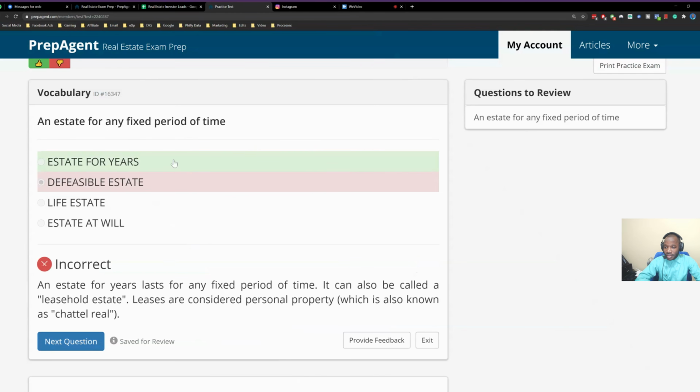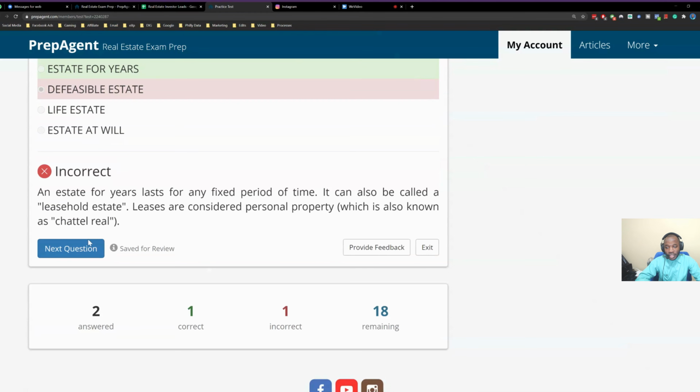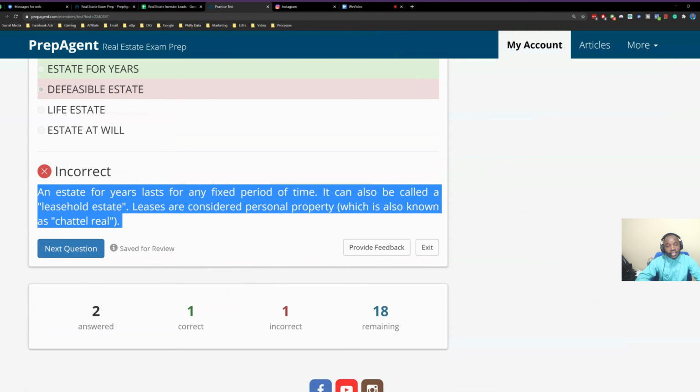So check answer, and bam, it shows me. Look, the state for any fixed period of time is like, Jerome, that wasn't right. Here it's highlighted in this light red, which is pink, and then the green shows me the correct answer. Incorrect in the state, and it explains the definition.